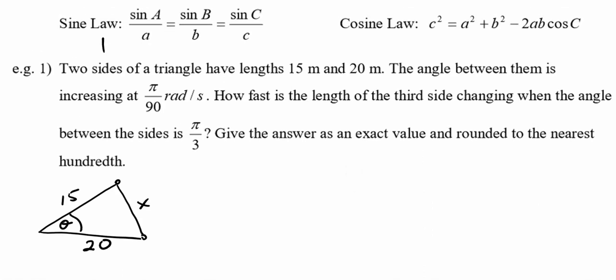And really, I usually use sine law whenever I can, unless it's a case where you have side, angle, side, which is what we have going on, right? Like an angle sandwiched between the sides. That would be cosine law. And then the other one is side, side, side. If you have all sides, then you have to use cosine law as well. Other than that, you'd be using sine law.